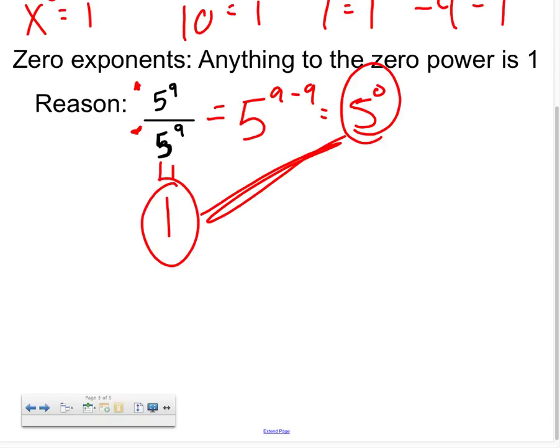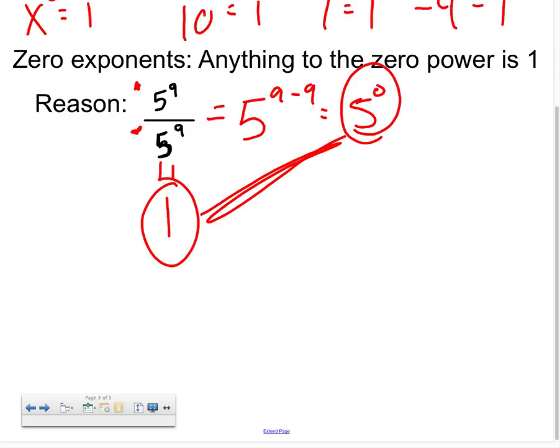And you can perform this trick with any number or variable as well. As long as it's the same exponent on top and bottom, and as long as it's the same base, it's always going to come out to be 1, because it's essentially the same number divided by itself. So that's why anything to the 0 power is 1, because it's kind of an offshoot of the division property of exponents.